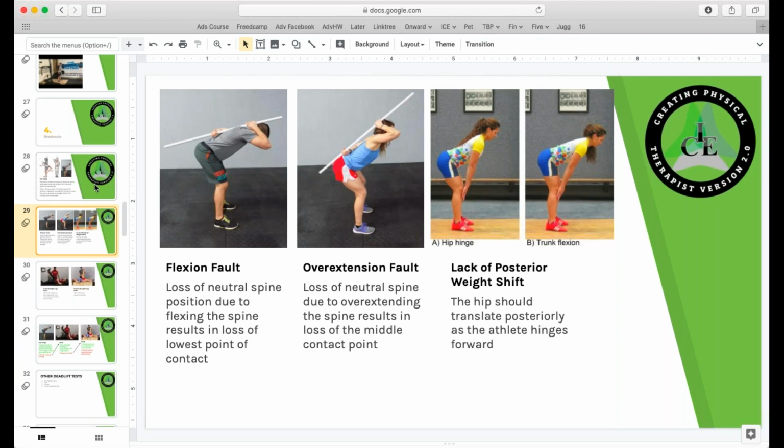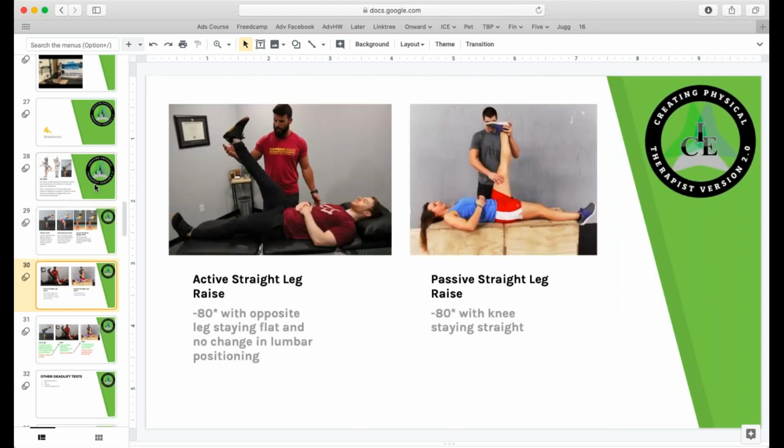Now, if an individual passes this hip hinge movement, then I don't need to test anything else. I know that they have the prerequisites to do a good deadlift. I just need to go back and coach the deadlift more. If they fail it though, I need to dive deeper into what's going on and why they're having issues.